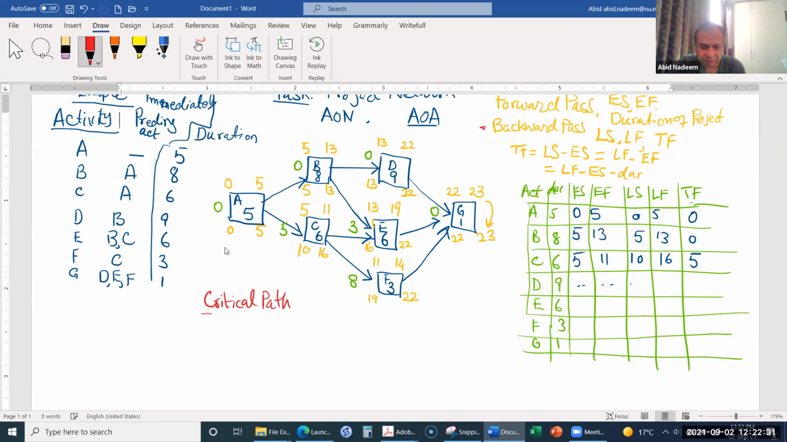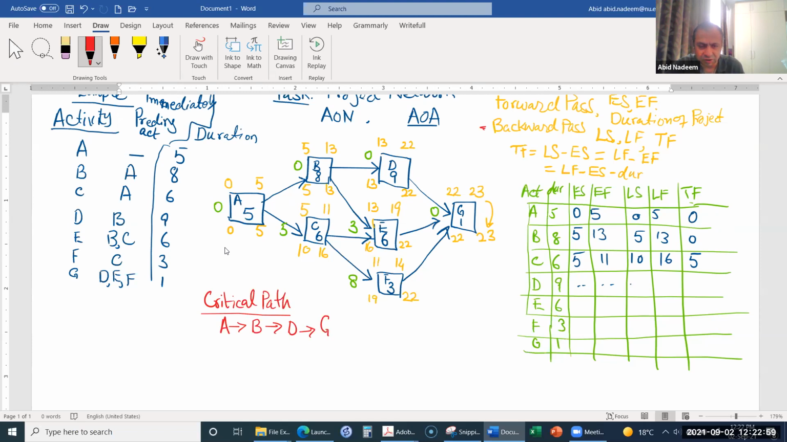So the critical path in this network is that path which has a total float of 0. So the critical path in this is A to B to D to G. Okay, A, B, D, G. So this is the critical path.